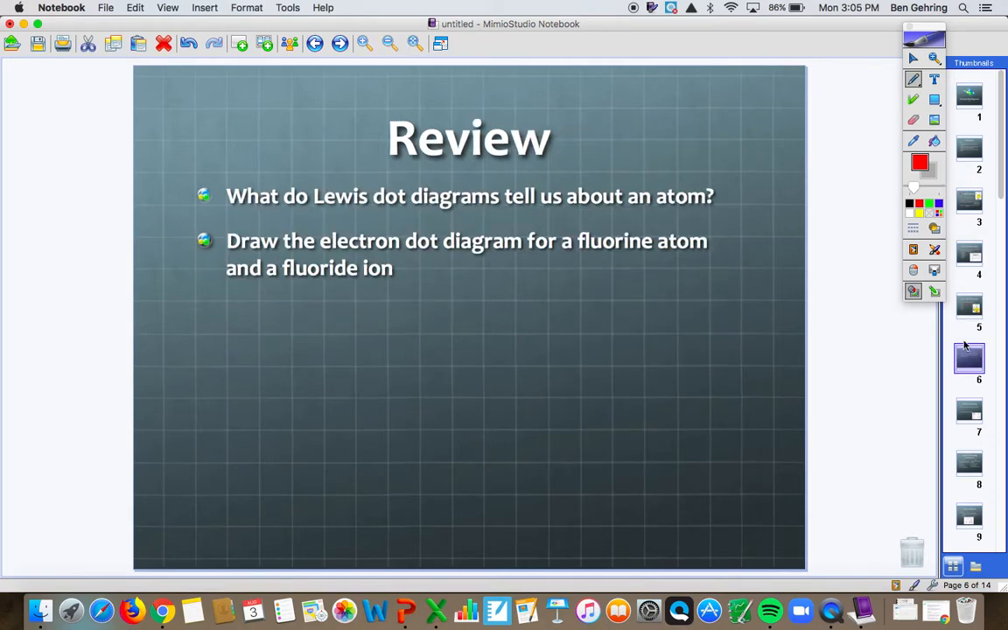So really quick, what do Lewis dot diagrams tell us about an atom? And then draw an electron dot diagram for a fluorine atom and a fluoride ion. So make sure you can do that. Pause the video if you need to, and then when you hit play, we'll continue on again.